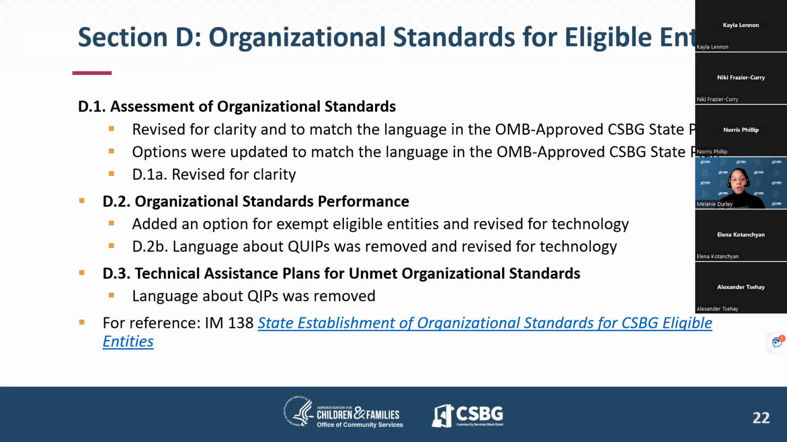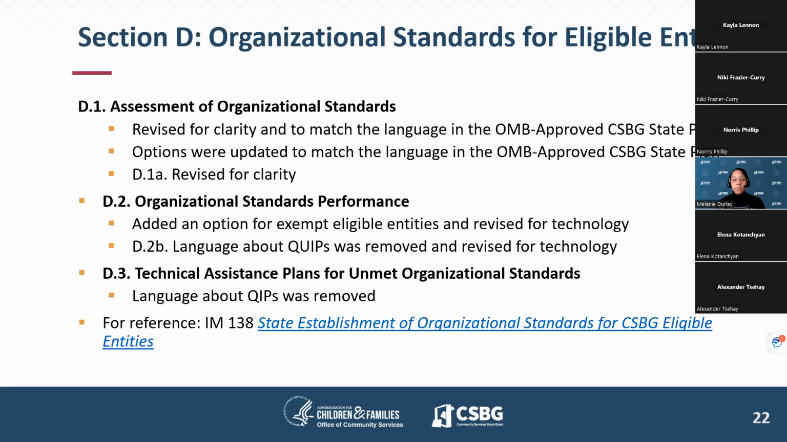And then of that number, how many of the eligible entities were actually assessed. The OCS encourages CSBG grant recipients to assess all eligible entities annually. It's understandable that this may not be possible. The second table, target versus actual performance of organizational standards, requests the number of eligible entities assessed that met 100% of the standards as compared to the target set in your state plan.